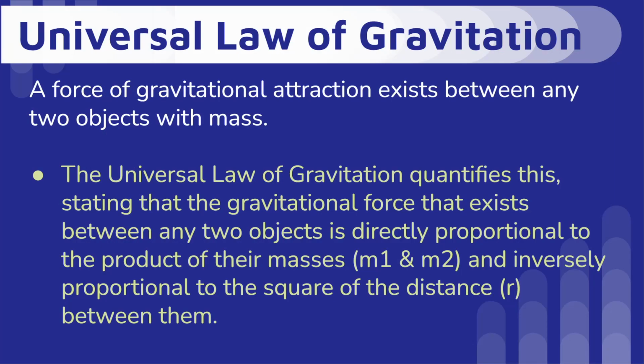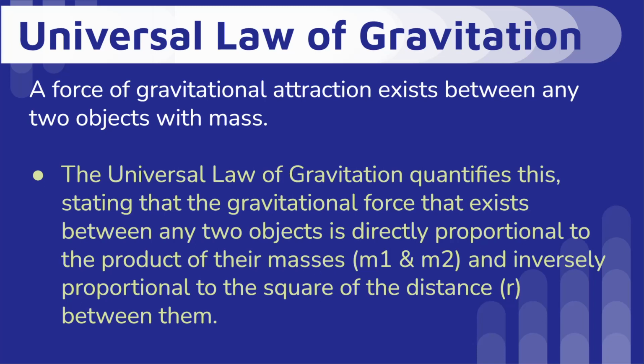So again, hopefully you have some paper out so you can copy this down. There is a force of gravitational attraction between any two objects with mass. The universal law of gravitation puts numbers to this. It allows us to figure out the relationship between the amount of mass that the objects have and the force of gravity that exists between them.